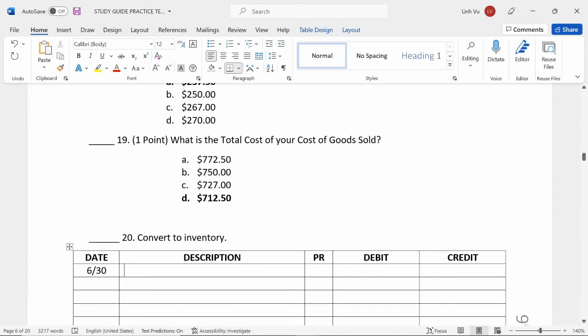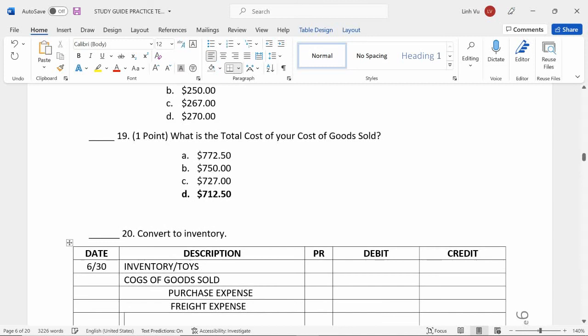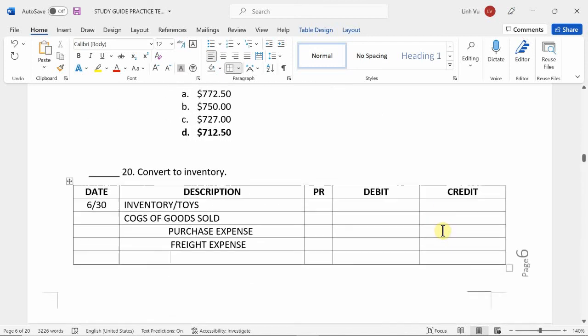So we're going to recognize inventory, toys. And then cost of goods sold, purchase expense, freight expense, and toys again. Okay, good. So in this case, there is no beginning inventory because there's no beginning balance here.